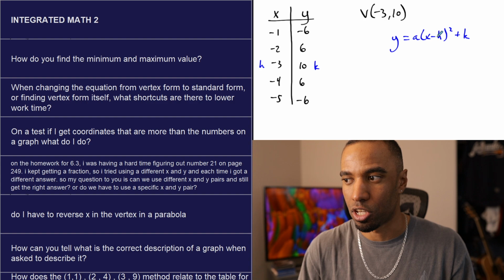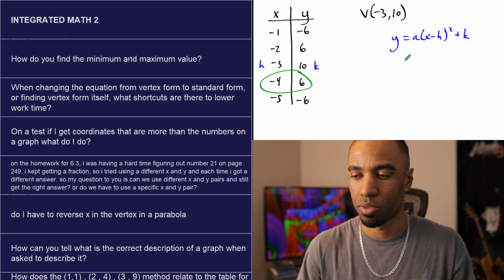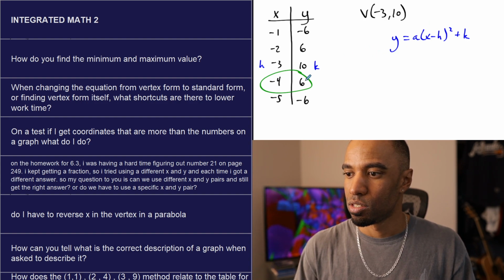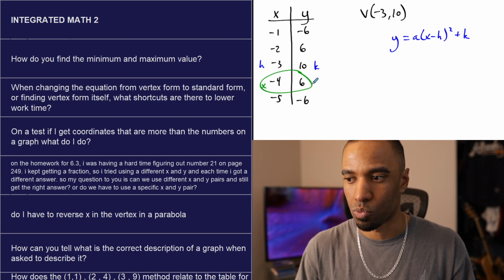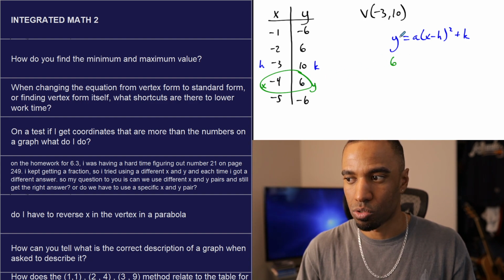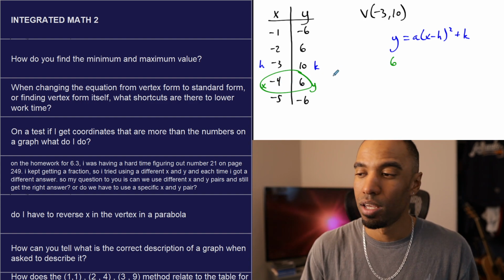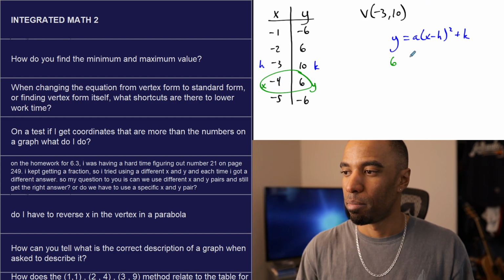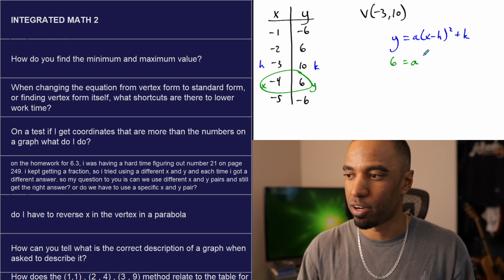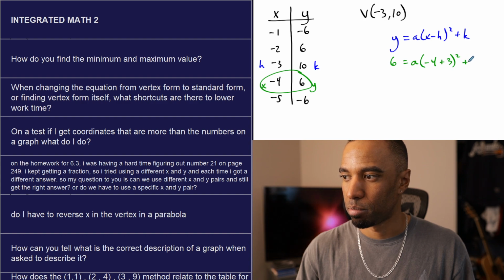So -3, 10 is going to go in for h and k, and I can choose -4, 6 for x and y, which I'll start with. Here's x, here's y. So y is 6. Maybe you had this backwards. Maybe 6 goes in for y, but since y is written on the left here and on the right here, you might have written -4. That can happen as well. But 6 equals, we're going to solve for a, figure out what the stretch factor is here. I got x, which is -4, minus h, which is minus -3, that's plus 3, squared, and then plus 10.